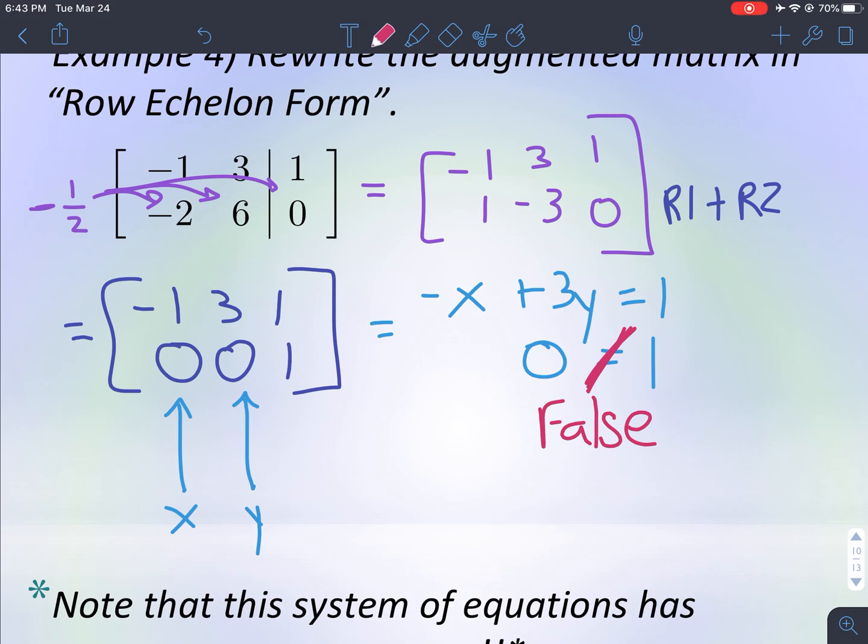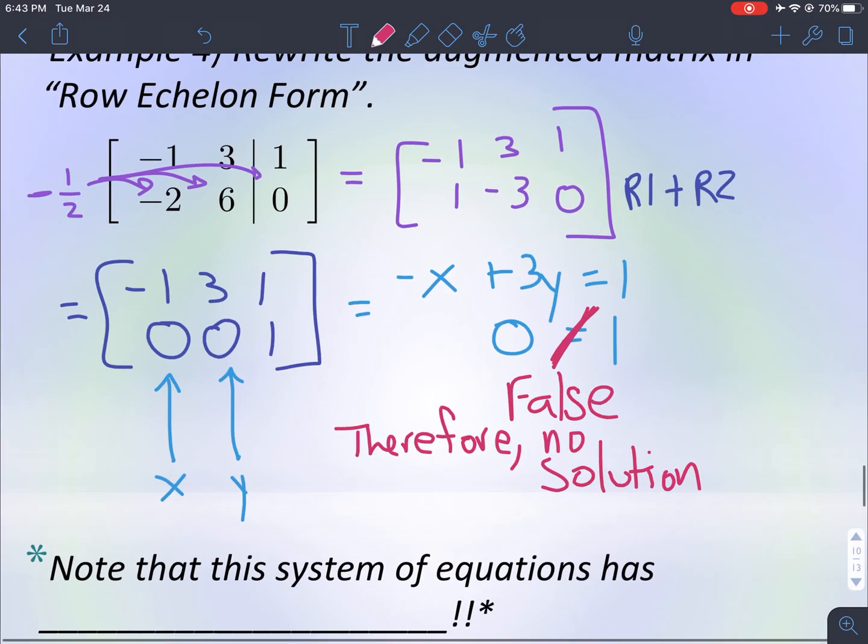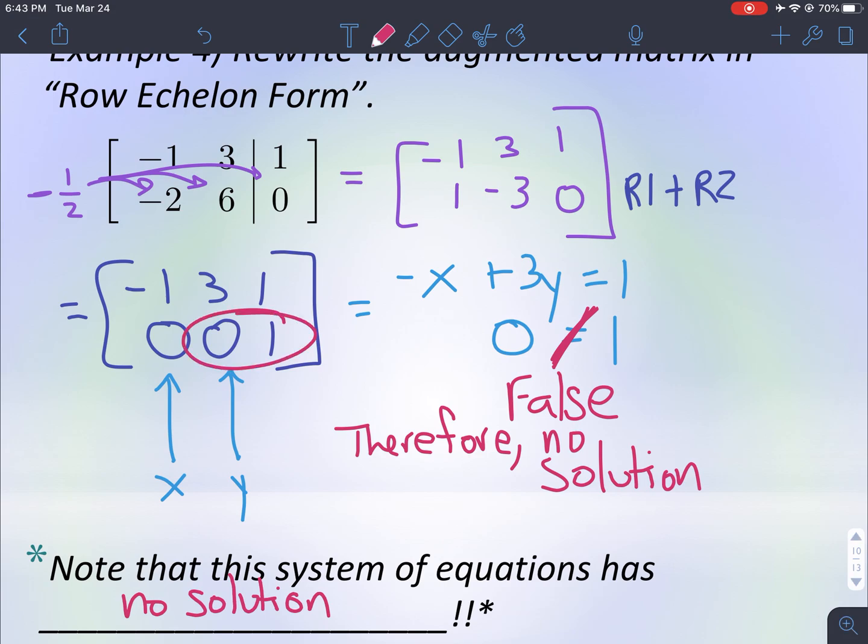And therefore, we can conclude this system has no solution. Note that this system of equations has no solution. So when you get something that says 0 equals 1, or 0 is equal to 3, or 0 is equal to -10, that means that all of your variables have dropped out and there's going to be no solution.